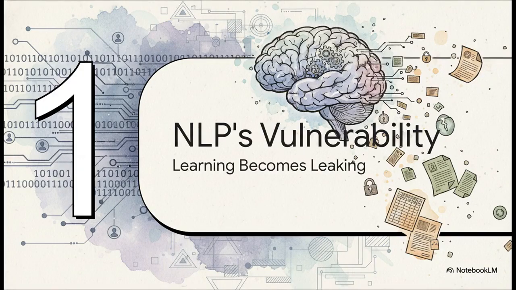And that brings us right to the central paradox of natural language processing, or NLP. You see, the very thing that makes these models so amazing, their ability to learn and talk like a human, is also, kind of ironically, their biggest weakness. So what happens when that incredible learning ability crosses a line and turns into a dangerous leak?